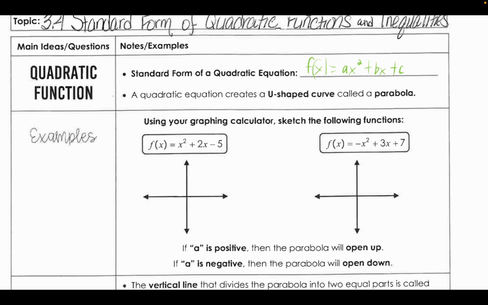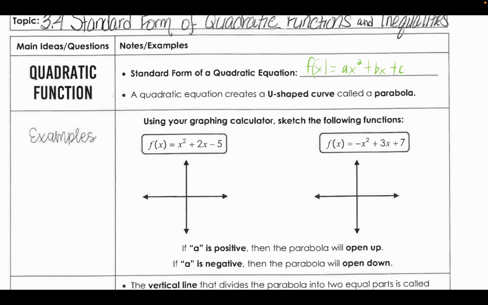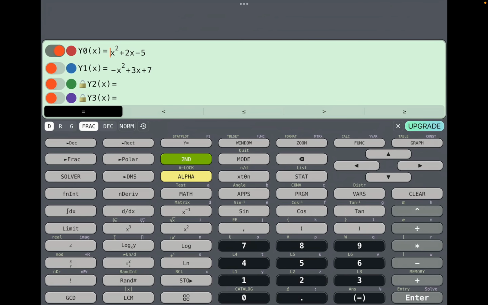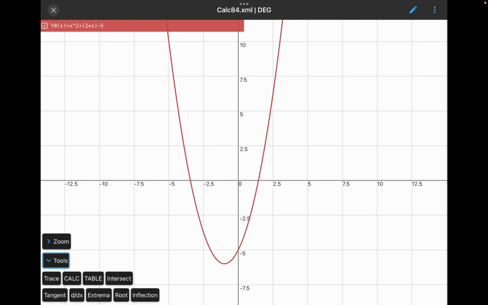Now it says, use your graphing calculator to sketch the following functions. Well, I already went ahead and typed these into my graphing calculator, a TI-84, so I'm going to show the left one first, and then I'll come back and show the right one. So this left one I have typed in my graphing calculator, you see I have the top one toggled on, and the bottom one toggled off. And I go ahead and graph here, and I see my graph here in red, that it creates this U shape. And then we're going to identify some parts of this once we get this graph.